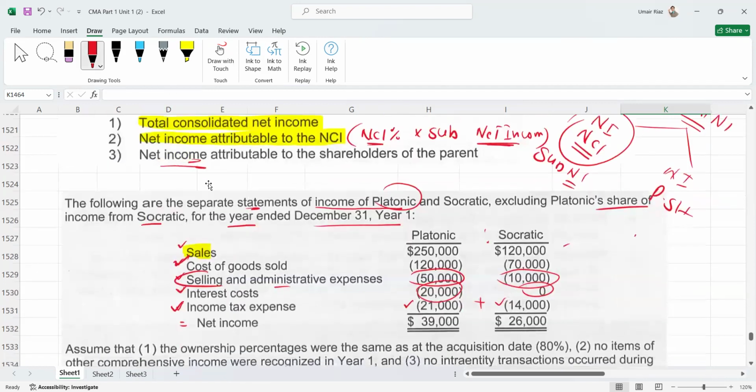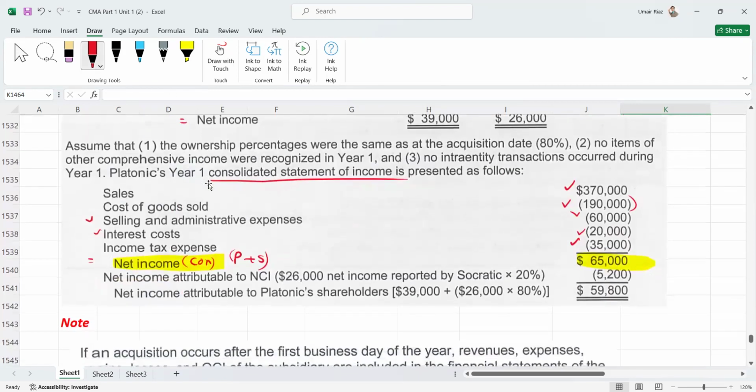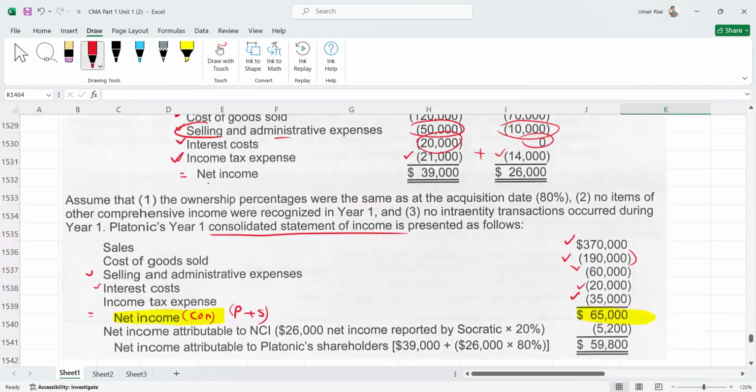So here we go. What is the subsidiary net income? Look at this question. Subsidiary net income is given here: 26,000. So we'll take 26,000 into the NCI percentage, 20%. If I take 26 into 20%, this is 5,200. So this is the net income attributable to NCI. This figure will go to the NCI calculation later, okay?